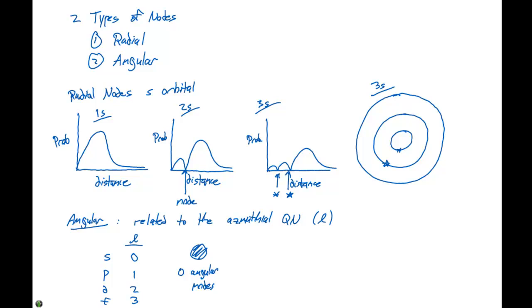For a p orbital, we have 1 angular node. And for a d orbital, there are 2 angular nodes. And the number of angular nodes is going to correspond to the L quantum number, or the azimuthal quantum number. Okay? And all of these properties are related to the fact that the electron can act as a wave.